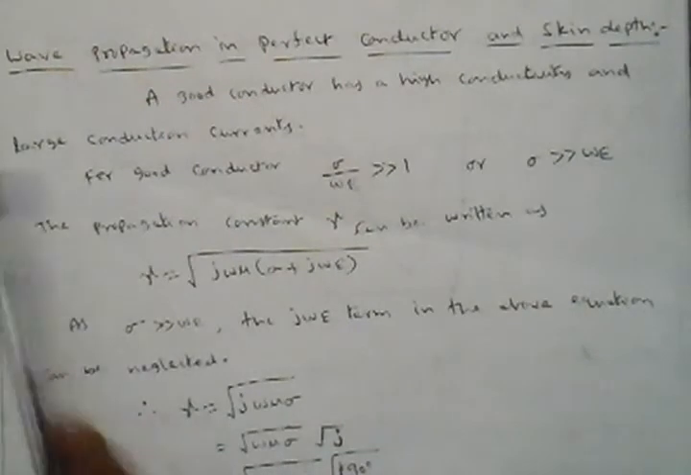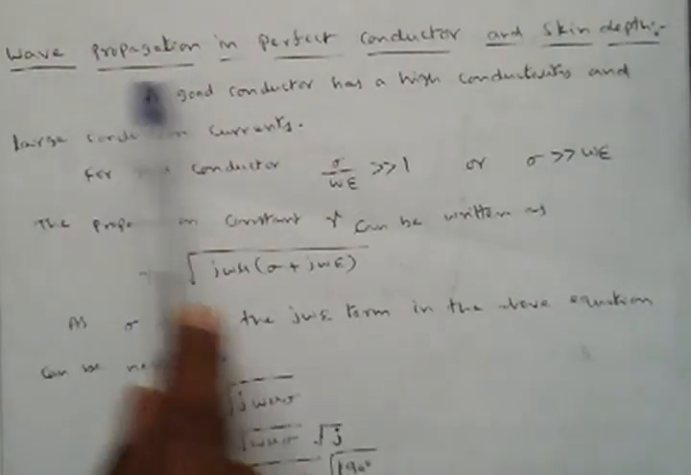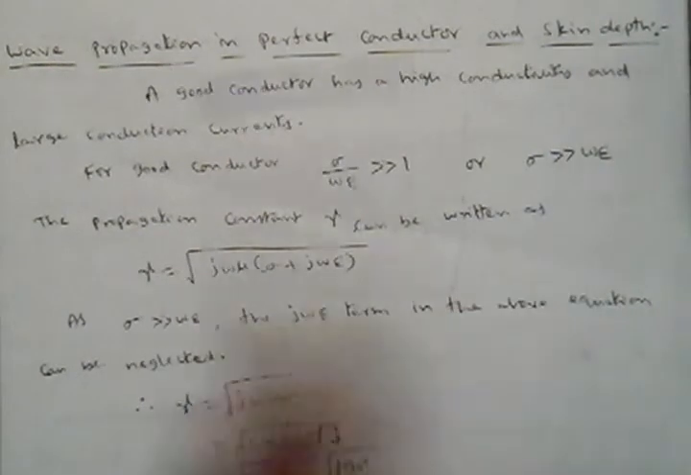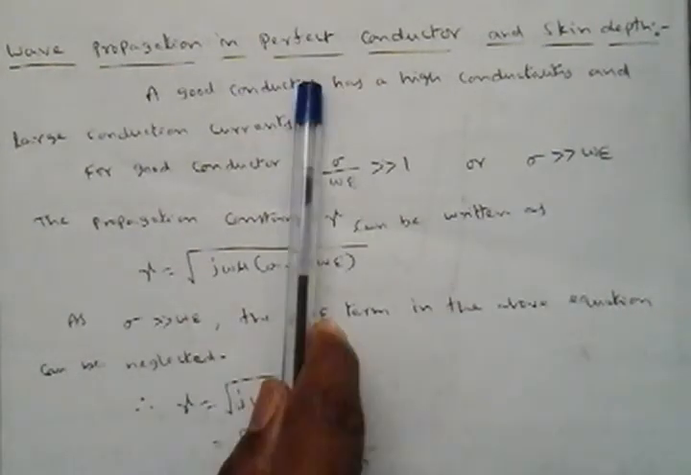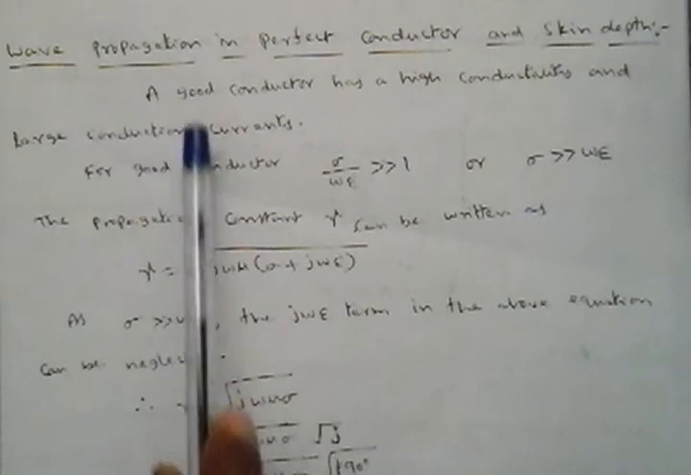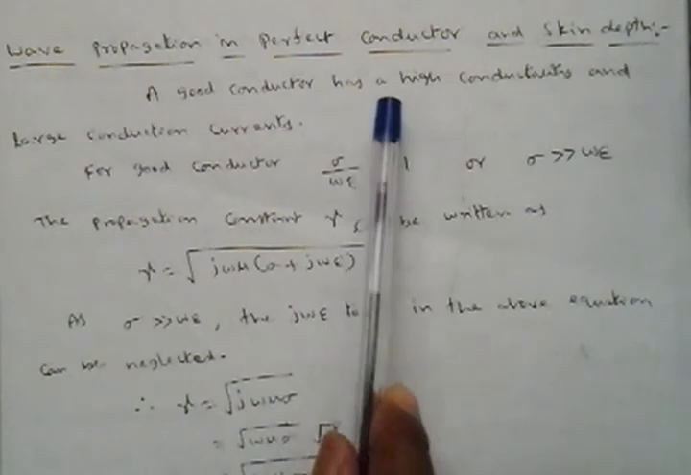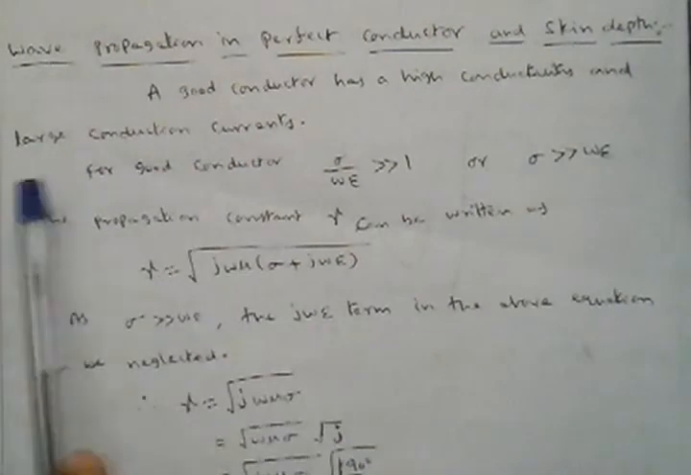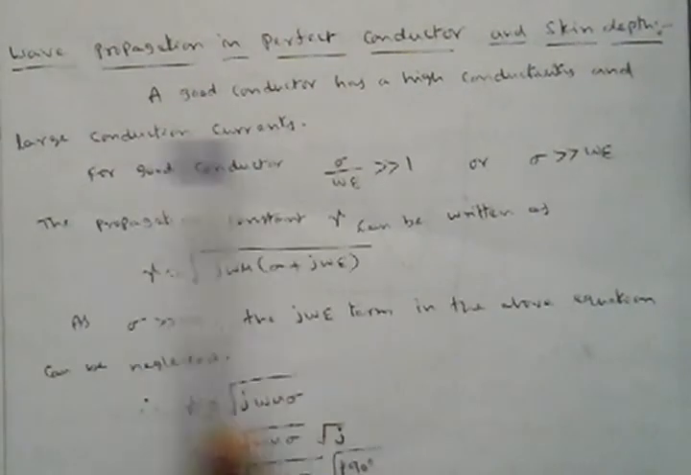Next we will see wave propagation, that is, a wave traveling in a perfect conductor, and skin depth. When the wave is traveling in a perfect conductor, what is the electric field equation? Further in-depth analysis is called skin depth. A good conductor has a very high conductivity and large conduction current.